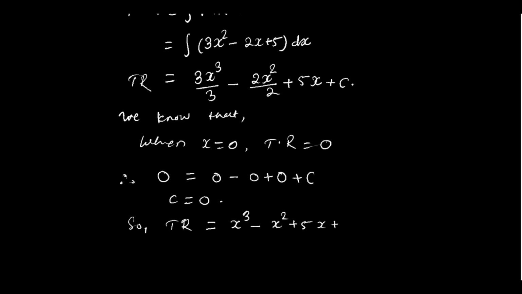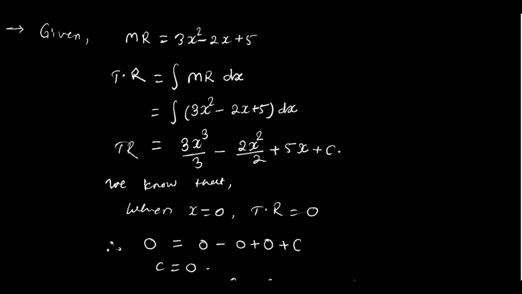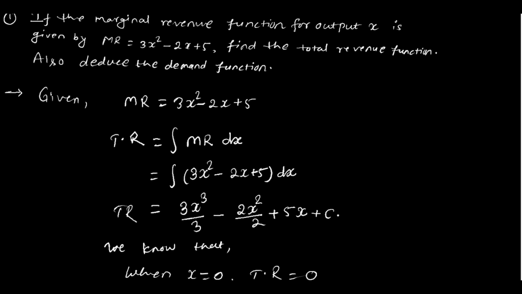So there is no necessity to write the value of c as 0. This is the total revenue function. Also we have to find the demand function. You can look at the question here: also deduce the demand function.